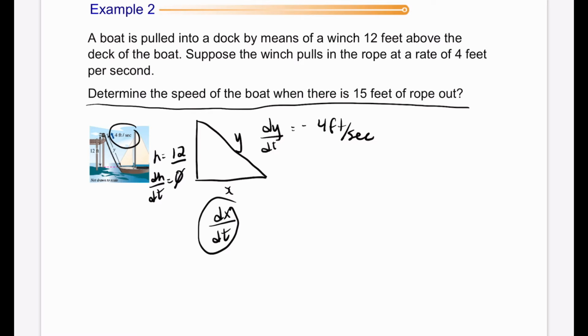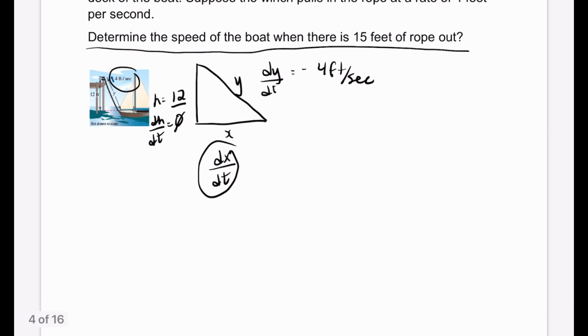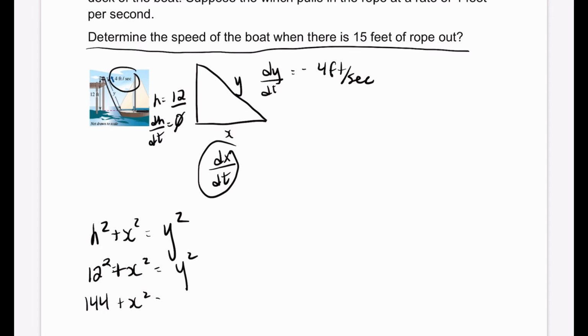So we can just start setting that up, and in doing that, we're going to use Pythagorean theorem. So I have a triangle with side lengths h and x, and hypotenuse y. So this is my Pythagorean theorem. And if I fill in my 12 for h, since that is a fixed value, I get this equation here. So this is what I'm going to differentiate.